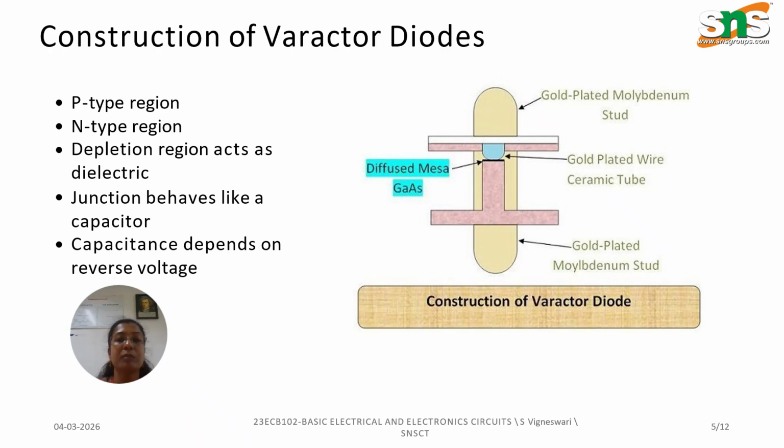You can see from the picture, we have a gold plated molybdenum stud acting against the diffused gallium arsenide plate, right? That is how it acts like a capacitor, and then we place that between a gold plated wire ceramic tube.